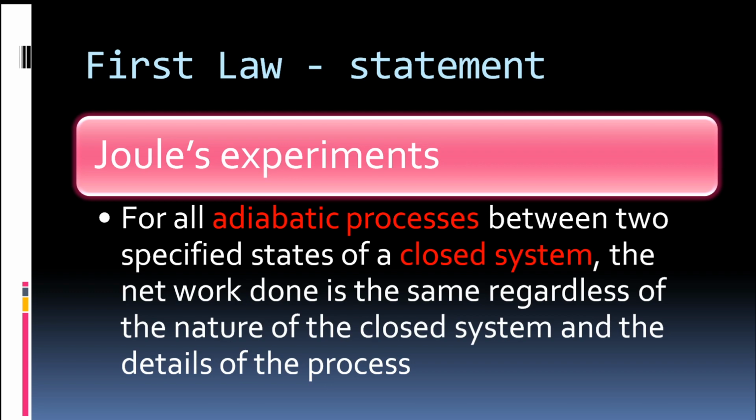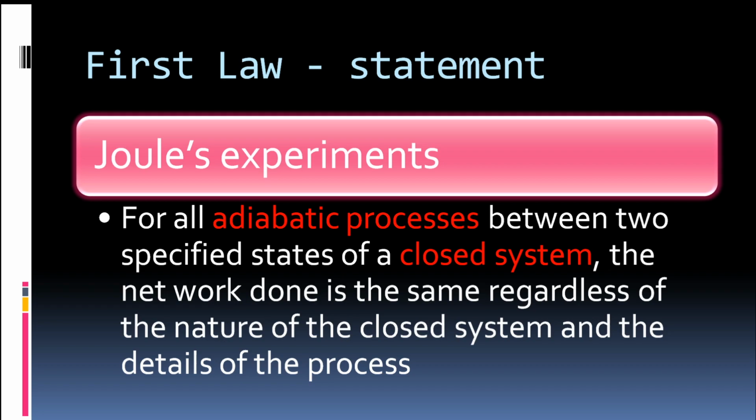From the experiments of the scientist Joule, you know what Joule's law is, right? This is a statement evolved out from Joule's experiment, which is noted as the statement of the first law of thermodynamics for all adiabatic processes. What do you mean by an adiabatic process? A process in which there is no heat transfer across the boundary between two specified states of a closed system.